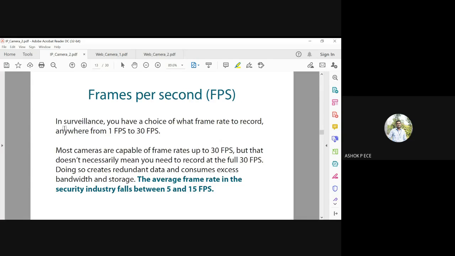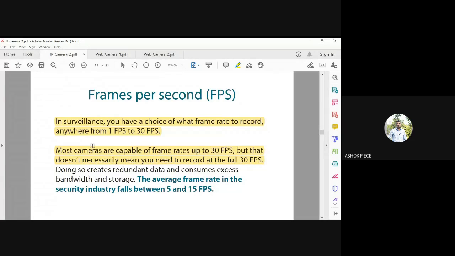Frames per second, you can choose anywhere from 1 to 30. Okay, most cameras are capable of going up to 30 frames per second, but you do not necessarily have to record at full 30 frames per second because you have redundant data. So the difference between one second and the next is going to be very, very less, correct? Within a second, if you have 30 frames, each frame will be almost identical.